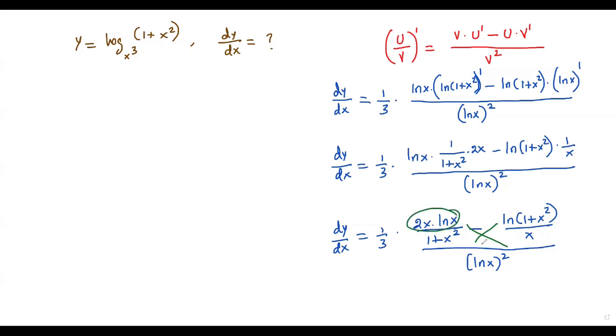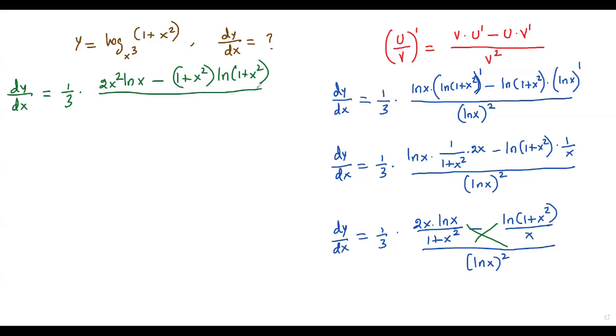So first let me multiply this 2x times ln x by this denominator. Let me write dy over dx on the left side, and 1/3 times, now when I multiply this 2 times x times ln x by x, I'm getting 2 times x square times ln x, minus. When I multiply this numerator by 1 plus x square, I'm getting 1 plus x square times ln of 1 plus x square. Now I have to multiply both the denominators, 1 plus x square and x. I'm getting x times 1 plus x square. The complete expression has to be divided by (ln x) the whole square.